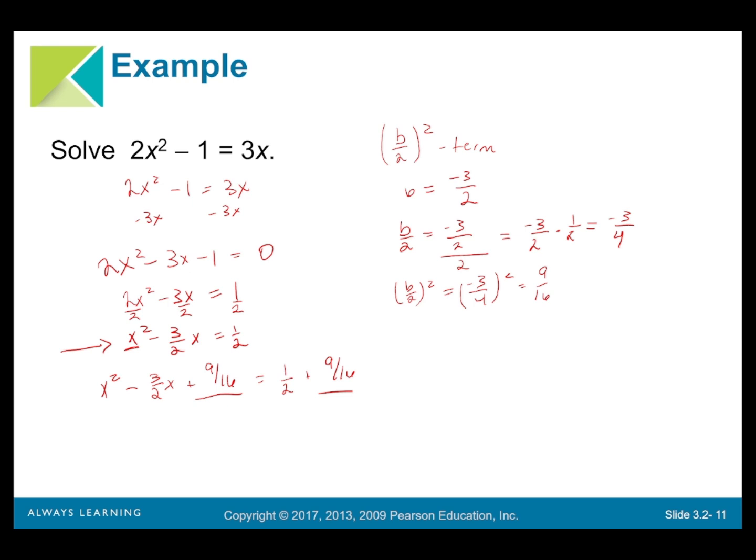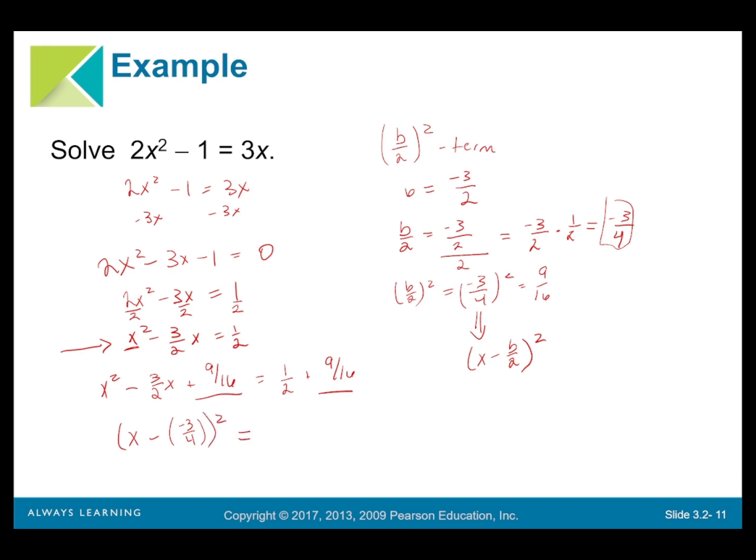Now, it looks like that left-hand side would be absolutely awful to factor at this point, and we would not want to do it. But completing the square tells us that this leads to factoring of the form x minus b over 2 squared. And I know what b over 2 is. It's over here. So I automatically know my left-hand side is going to factor to x minus b over 2 squared.